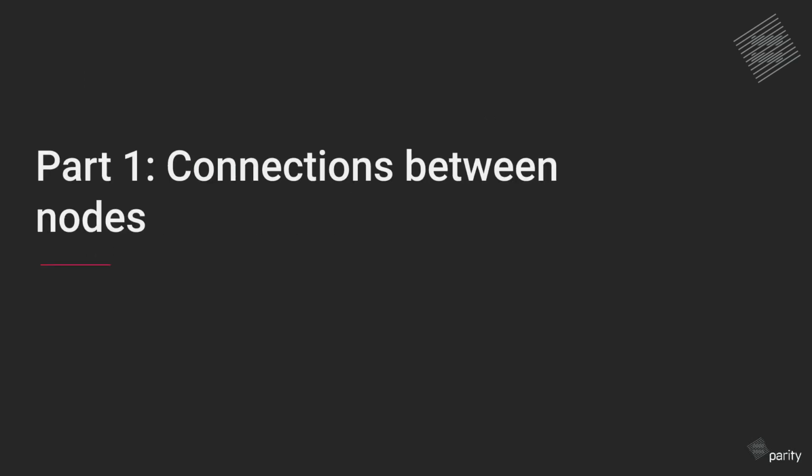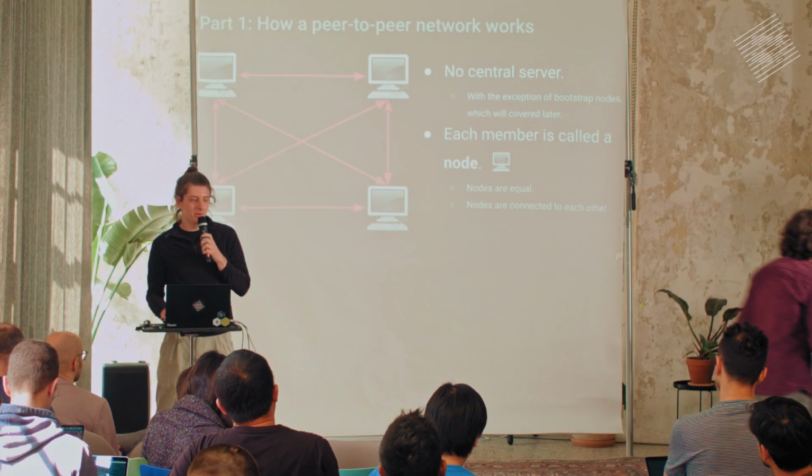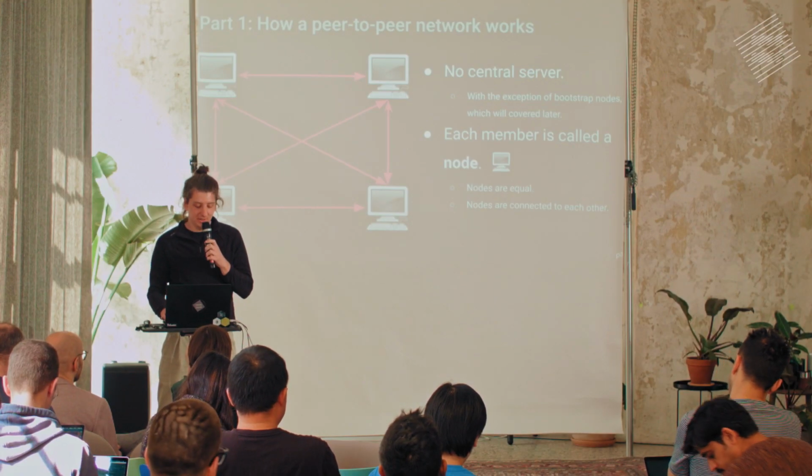And to start, I'm going to go into the basics of what a peer-to-peer network is. A peer-to-peer network is characterized by there being no central server, with a small exception of bootstrap nodes, which are kind of central, but not exactly. Each member is called a node, and they are all equal and ideally connected to one another, either directly or indirectly.